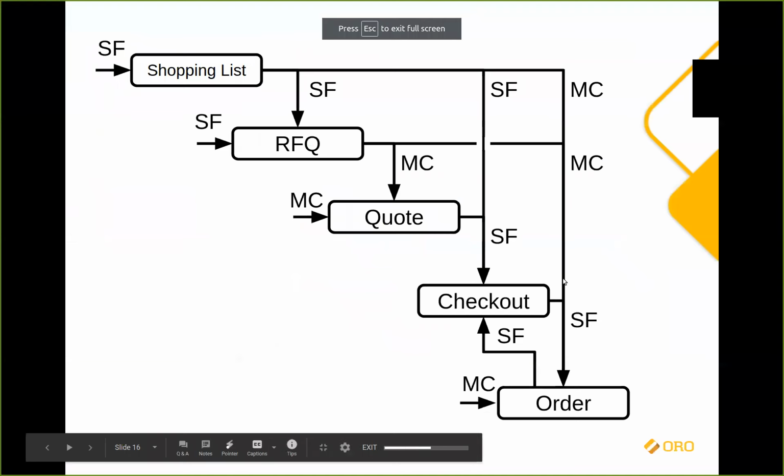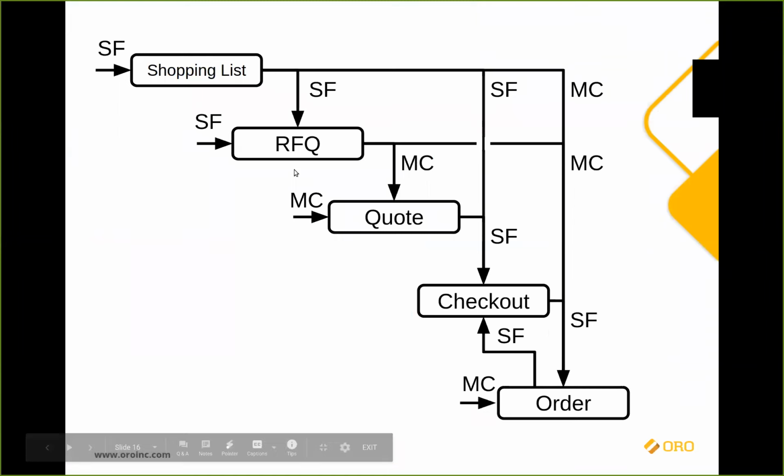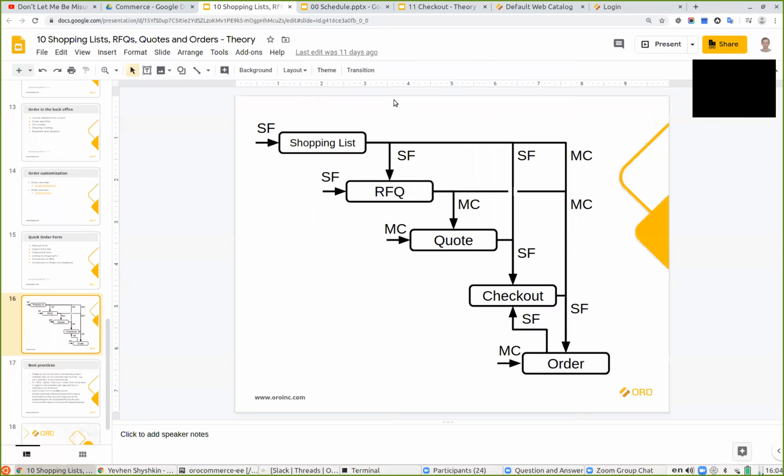Here we can see that checkout is a separate entity in this sales flow, and this checkout is in fact a container which is used as a temporary storage for data, which is then used to create an order. So all these arrows, all these conversions are still valid, and checkout is a separate entity, and it does not mean that the appropriate order has been created yet.